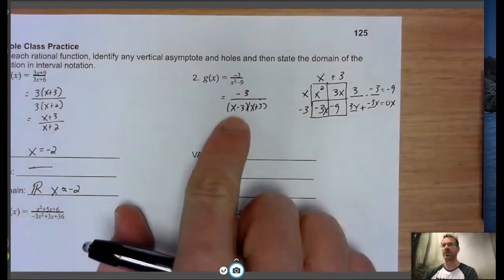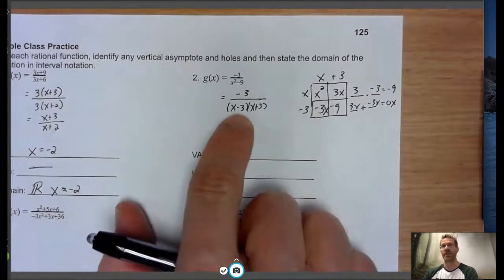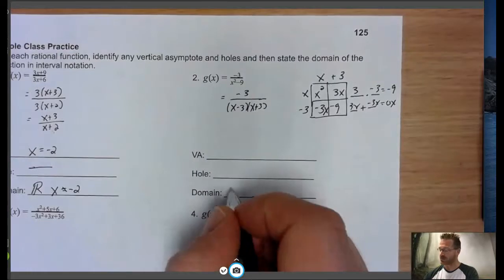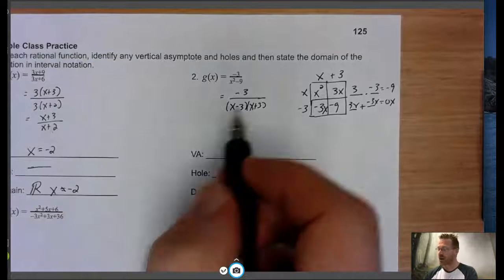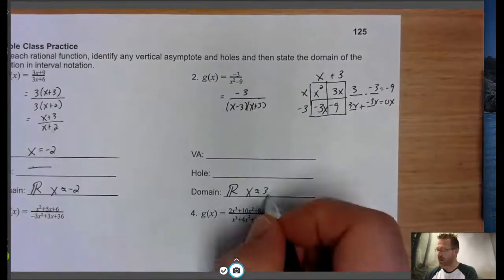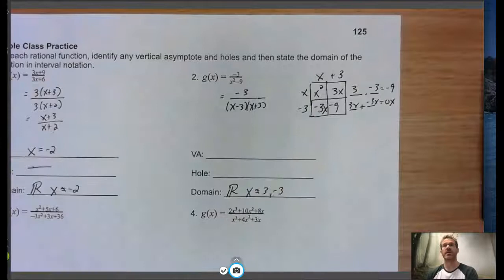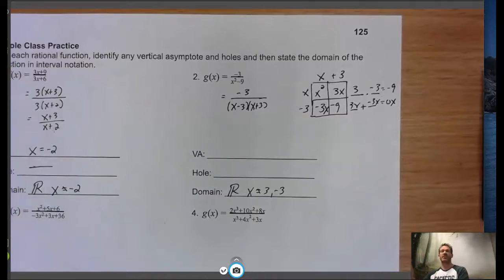So now when I look at my domain, I have two values that make my denominator 0. For my first factor, x can't be 3 because 3 minus 3 is 0. For my second factor, it can't be negative 3. Negative 3 plus 3 is also 0. So there are my two issues with my domain. Now, once again, do I have any common factors between the numerator and the denominator? And the answer is no. So that means I can't have any holes. There's no simplifying that's left for this. So both of these values are going to be vertical asymptotes.